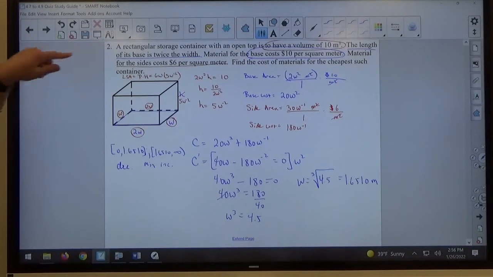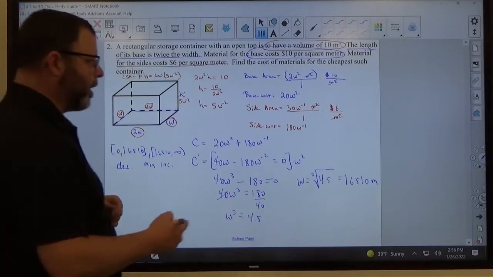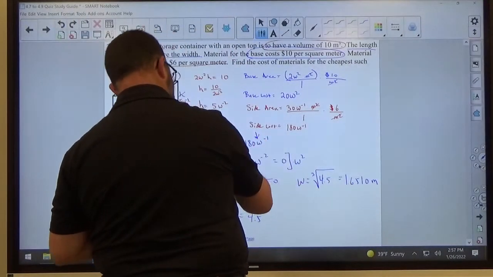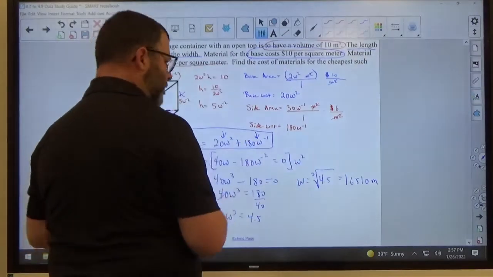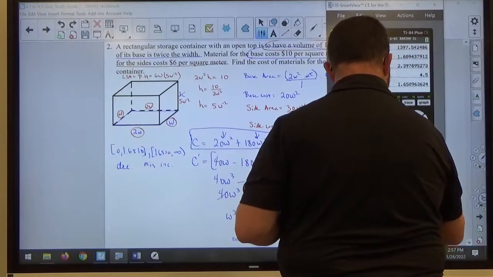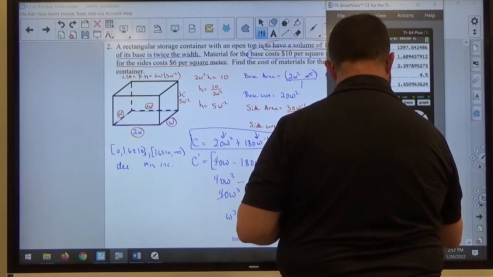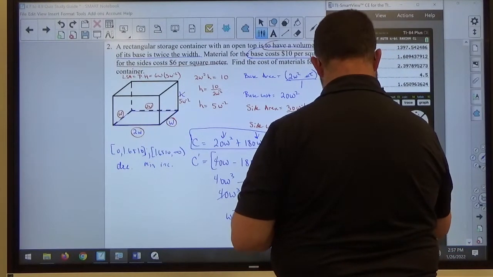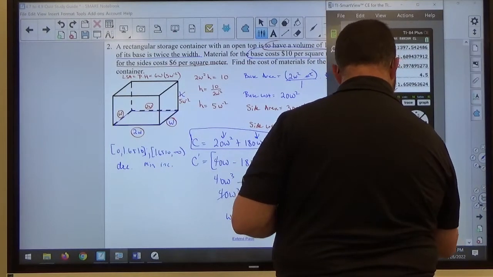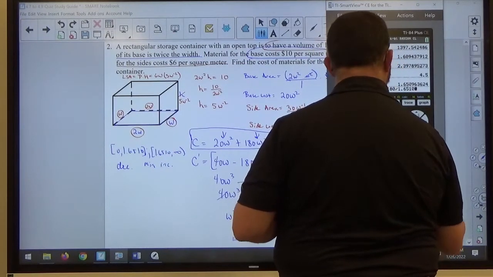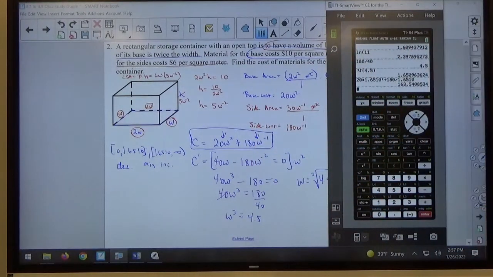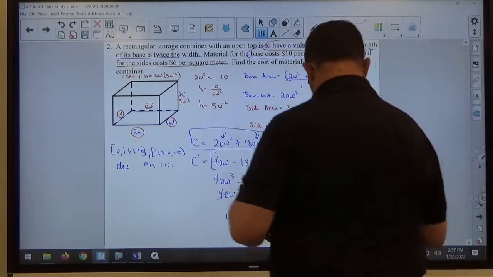The question is find the cost of materials, so now that we know what W is equal to, I'm just going to replace both of these W's in my cost function with 1.6510, so 20 times 1.6510 squared plus 180 divided by 1.6510. Or you can do times 1.6510 to the negative first. $163.54.